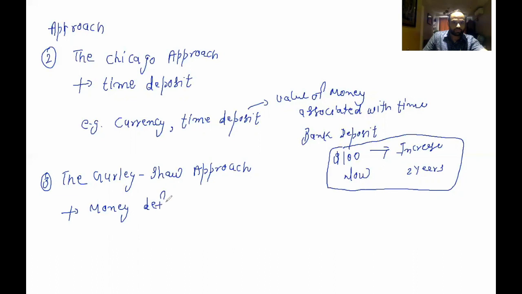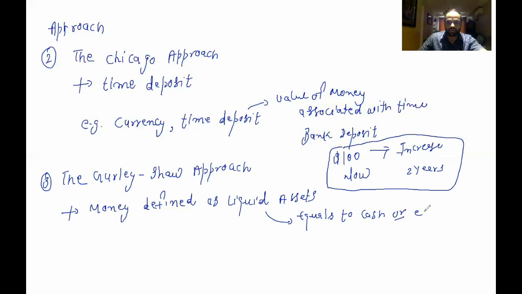Money is defined as liquid asset. What does it mean, liquid assets? Liquid asset means the asset which is equal to cash or easily convertible into cash. Same as your current assets. In fact, we call it quick assets, not the current asset. All right. So this is the meaning of money.